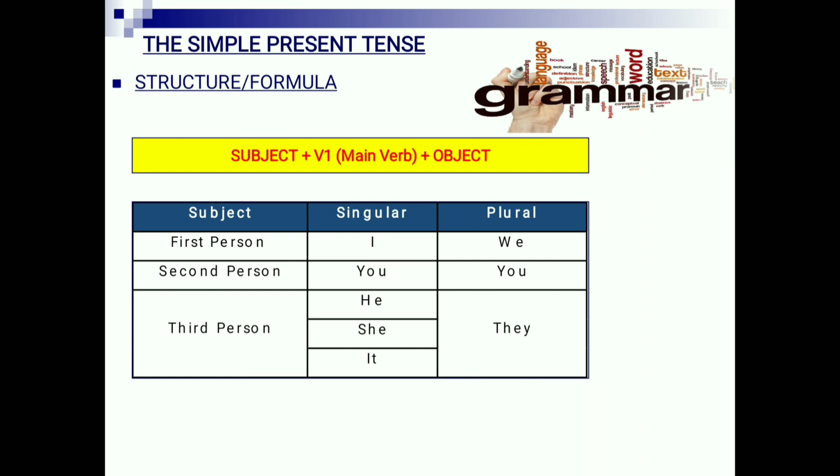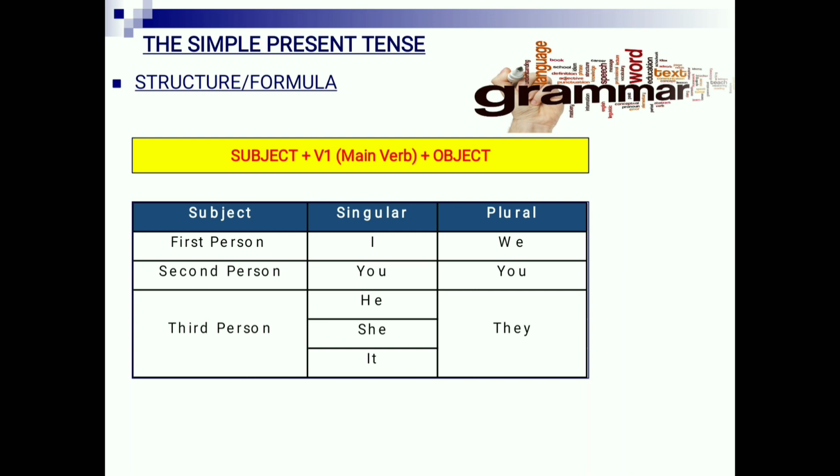So before starting, as in my previous session also I discussed this chart. This chart is very important, students. If you understand this, you will not make mistakes. See, what is this chart? This chart shows the types of subject. Before discussing the types, I want to give you the structure formula for simple present tense.